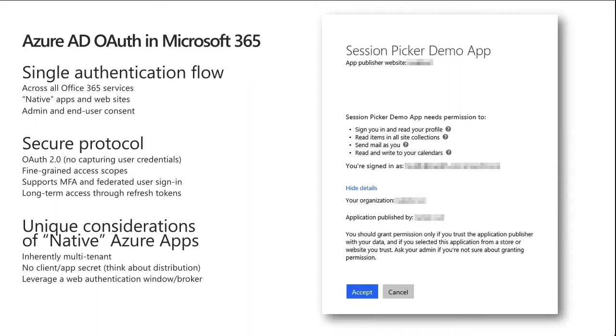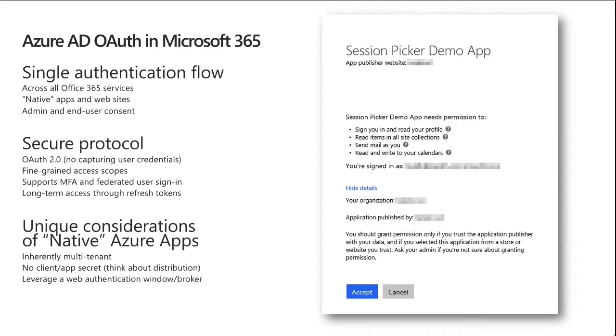We also have some very fine-grained permissions, otherwise known as scopes, so that users can only grant the application specific permissions of different things that they want to allow the application to do. And then we can also have some special considerations that we have to take into account if we're building native applications.